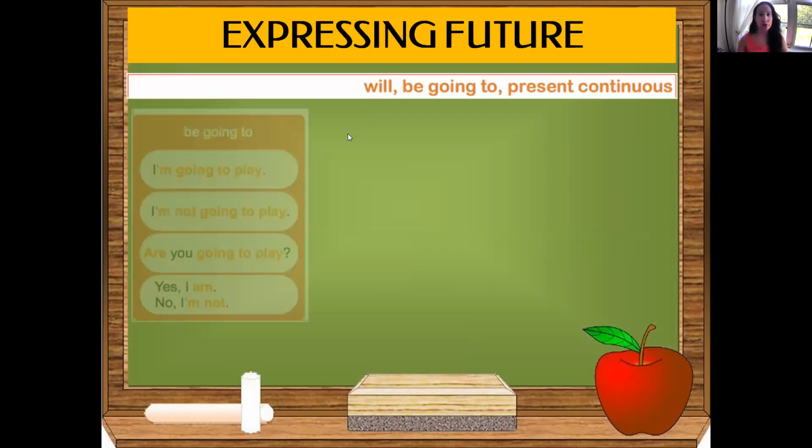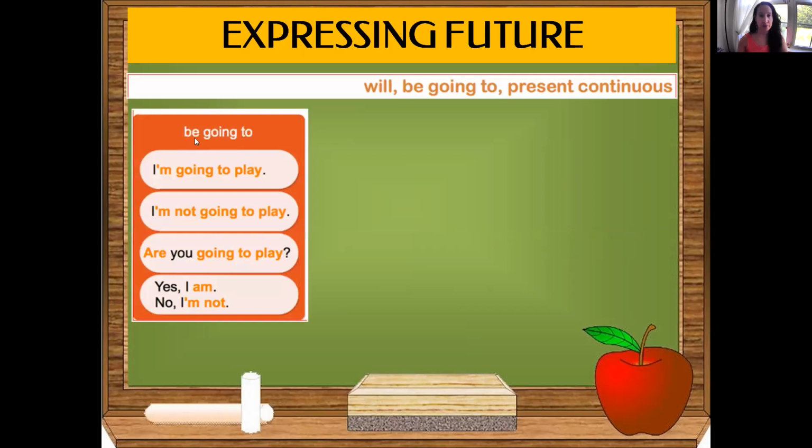So we're going to focus on be going to, okay? So be going to, all right? This be means to be, that's your state, the state that you're in. But we're going to focus on how we are going to use going to. See, we have a double expression here. So for example, I'm going to play. Do you remember what this contraction is? I am. I am going to play.